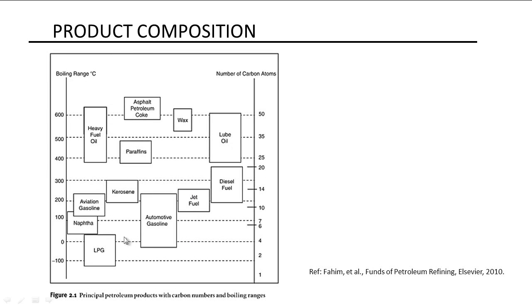Now we come to the products of the refinery. This diagram shows the boiling range on the left hand side, and on the right hand side the number of carbon atoms composed in different products. For example, diesel fuel is composed of carbon atoms between 10 to 20 and has its boiling point between 180 degrees Celsius up to 350 degrees Celsius.